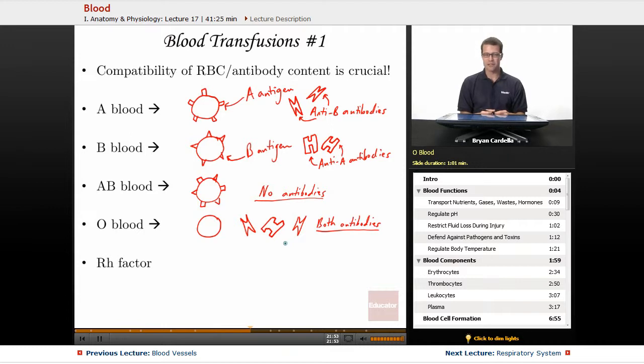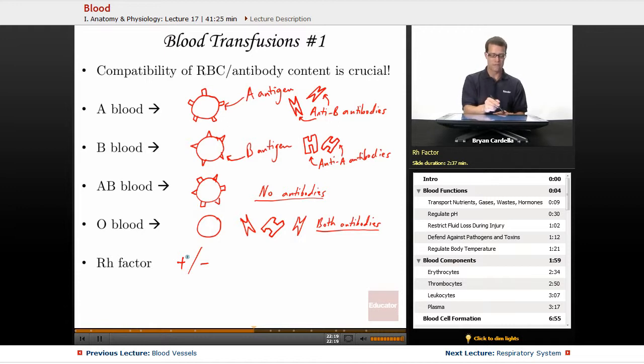Next up, Rh factor. This is either Rh positive or Rh negative, and this was named after the fact that it was discovered in the rhesus monkey. The word rhesus, not like the candy, is Rh, R-H-E-S-U-S. So the rhesus monkey, they discovered this. This comes from a separate gene. Whether or not you're A, B, O, or AB, that comes from a certain genotype you inherit. This is on a different gene.